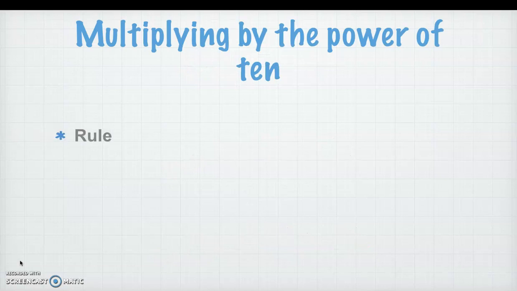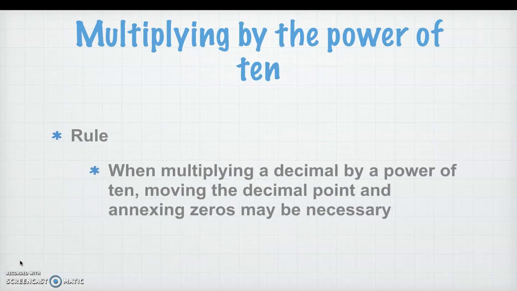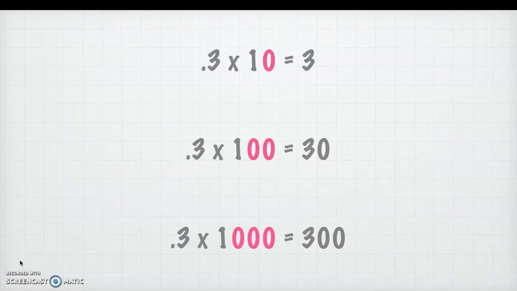Moving on to the last rule, it says, when multiplying a decimal by a power of 10, moving the decimal point and annexing zeros may be necessary. So it may be necessary. Sometimes we will have to annex zeros. Let's look at this example. I'm going to multiply 0.3 times 10, times 100, and then times 1000. First off, 0.3 times 10. 10 has 1 zero. All I have to do is move my decimal point one time to the right. And my final answer is 3.